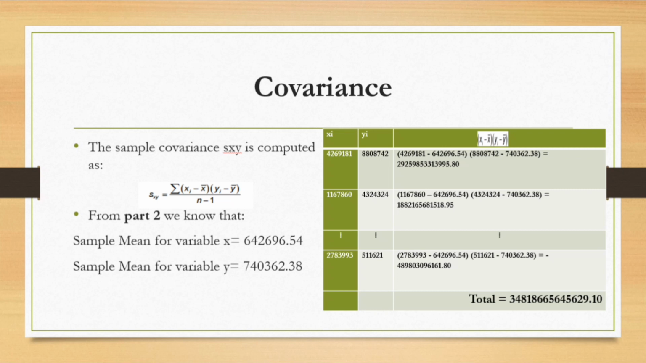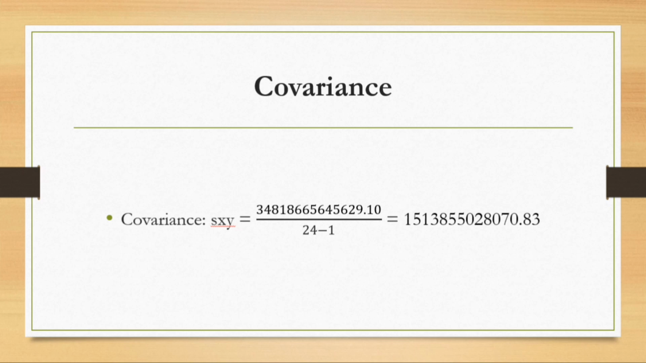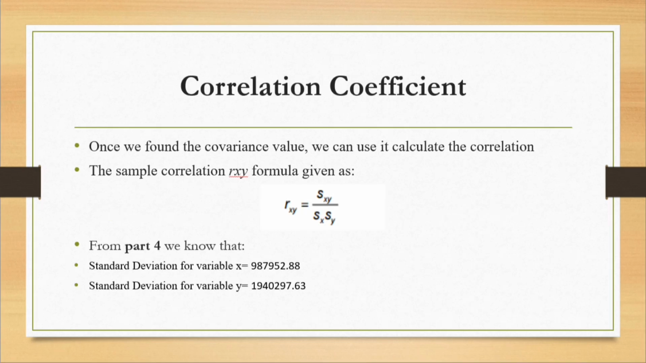So the sample covariance s_xy is computed as the sum of (x minus x bar) multiplied with (y minus y bar) divided by sample size minus 1. From part 2, we know that these values are the sample means of variable x and variable y. The table beside shows the calculation process to get the total sum of x and y. Using the formula given, we will get that the sample covariance value is 1513855028070.83.